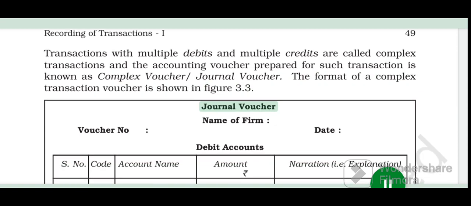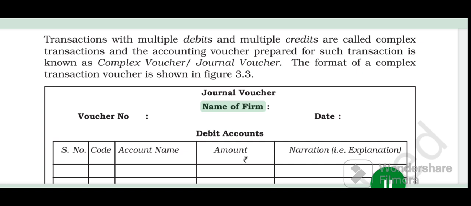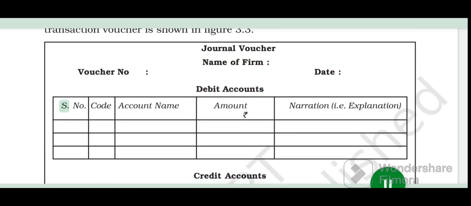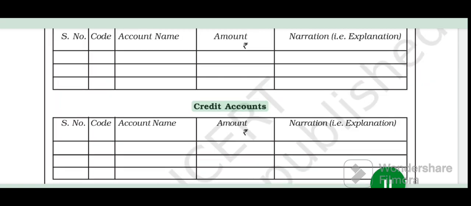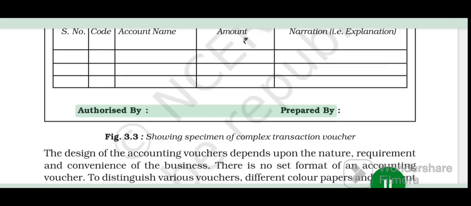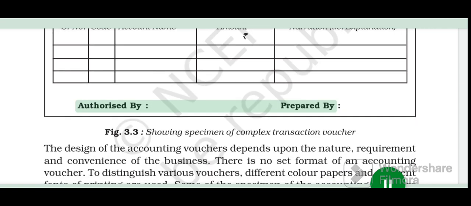Journal voucher. Name of firm. Voucher no, date. Debit accounts. S. No. Code: account name, amount, narration, i.e. explanation. Credit accounts. S. No. Code: account name, amount, narration, i.e. explanation. Authorized by, prepared by. Fig.